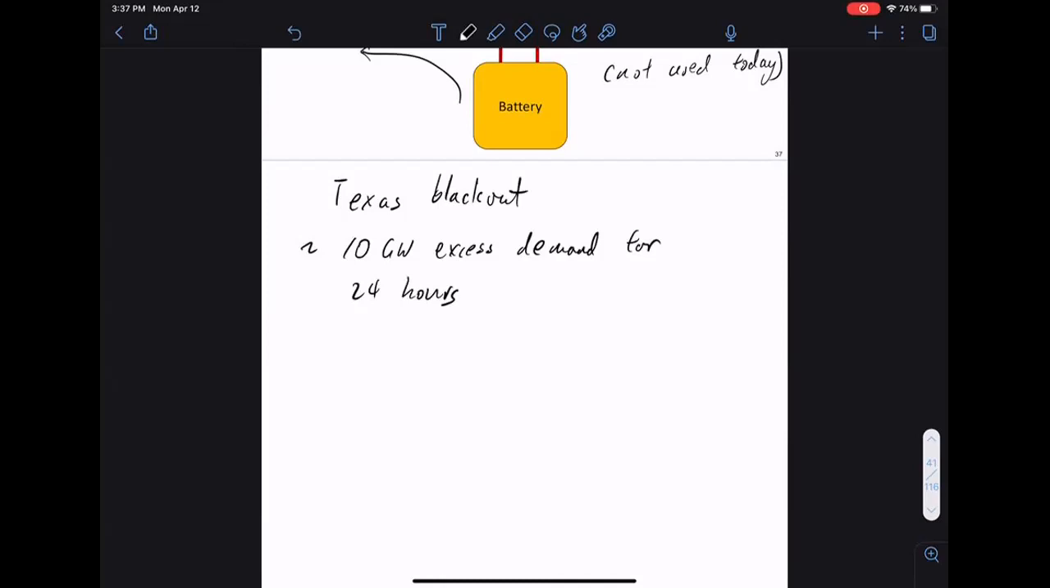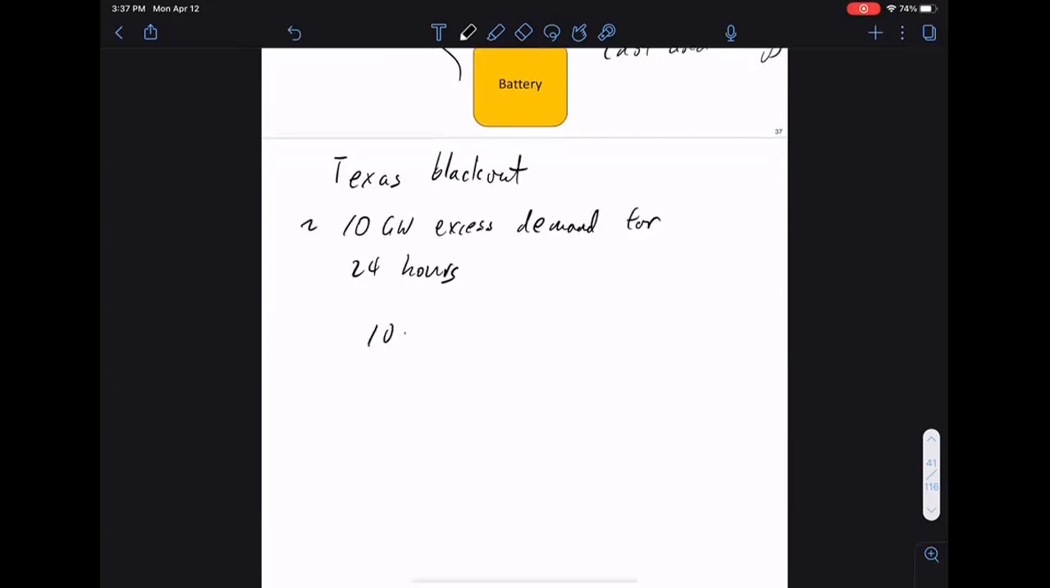Okay, so let's say this is 10 gigawatts times 24 hours. This is 240 gigawatt hours. I need this much energy. So let's see how much energy we have in electric vehicles.